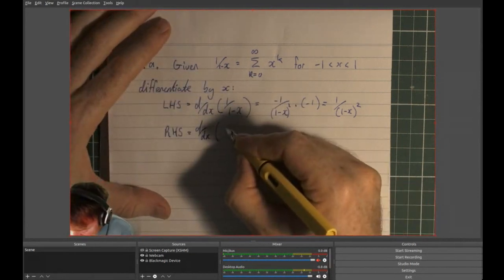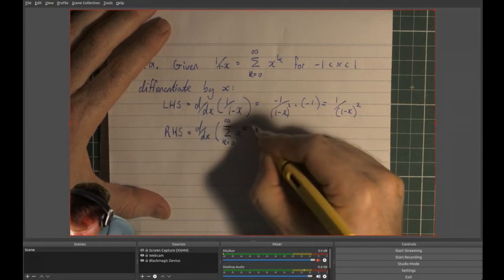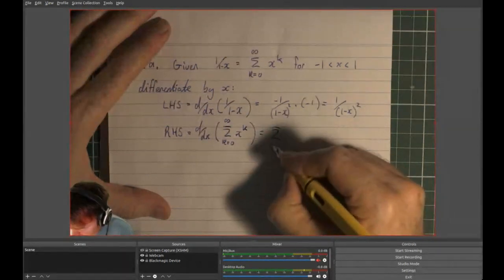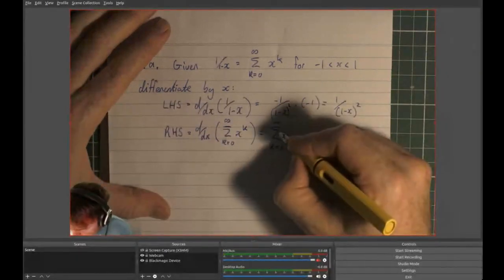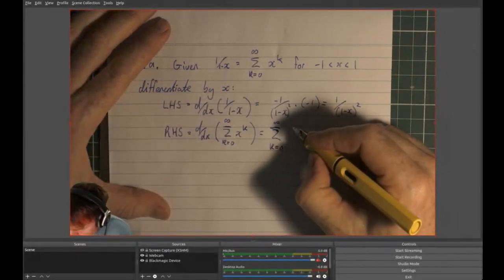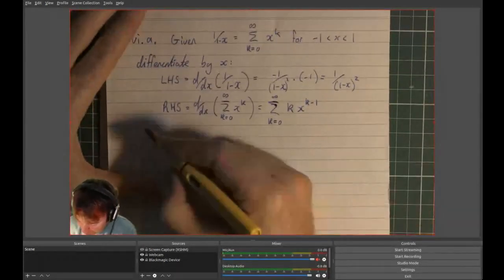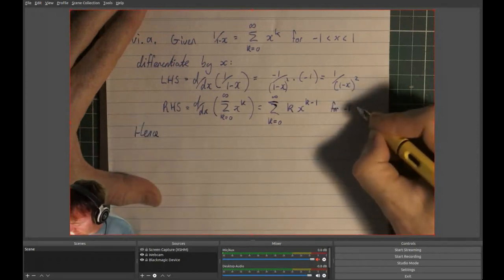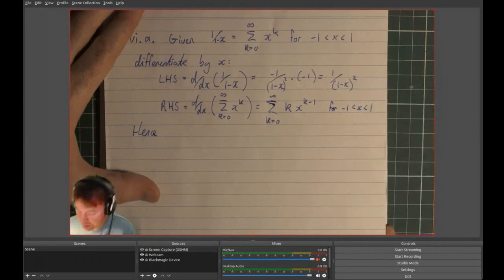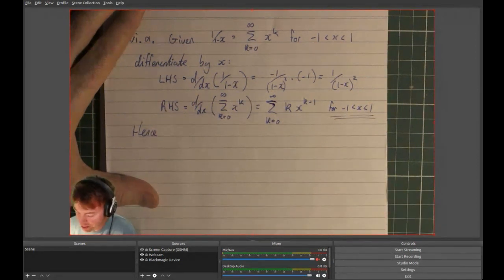The sum from k equals 0 to infinity of x to the k, which is equal to the sum from k equals 0 to infinity of the derivative of each of those terms. So that's just going to be kx to the k minus 1, hence, and maybe I'll just clarify, minus 1 less than x less than 1. So you can't pull this kind of stunt for x values anywhere. You can only pull them for x values in that range where this power series is defined.